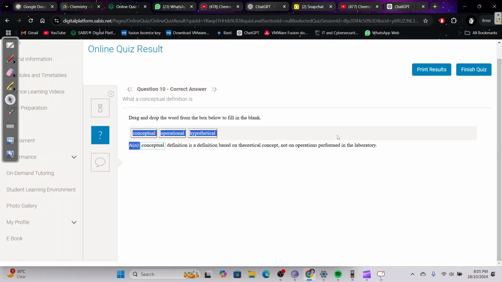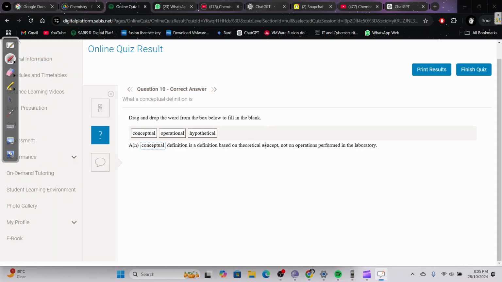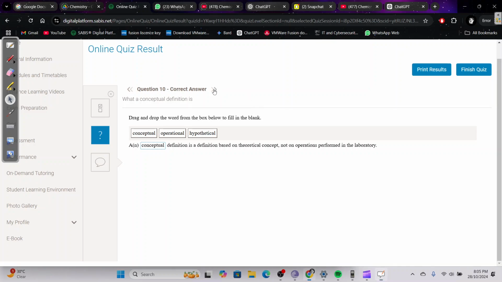A conceptual definition is a definition based on a theoretical concept and not on operations performed in the laboratory. You can see it in the sentence: theoretical concept, so conceptual. Generally, conceptual definitions form into operational definitions. You get a conceptual definition, you do some tests to test if the definition is correct, then you develop an operational definition based on it, logically speaking. So this is how you differ between those two.